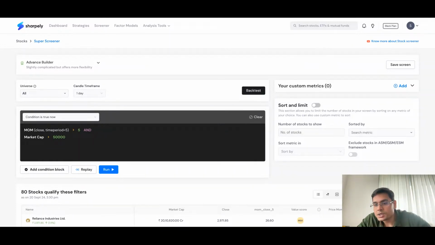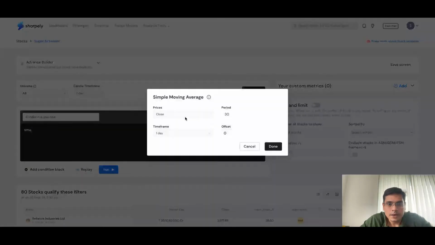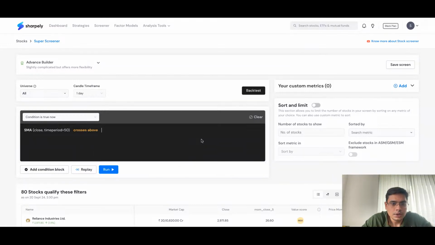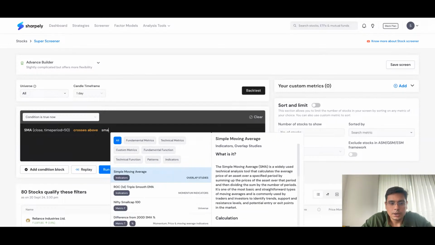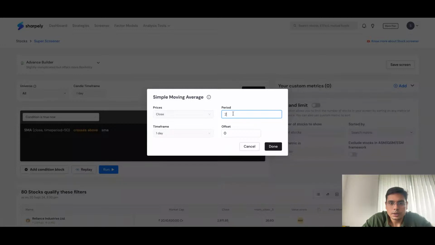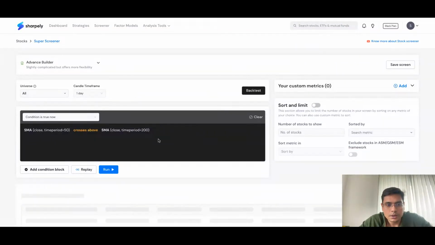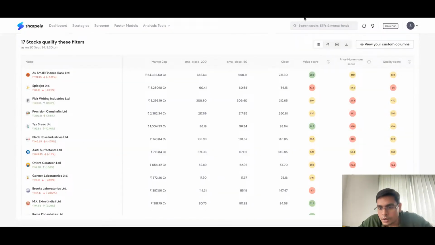Okay, we have more questions as well. In the momentum indicator, don't have a crossover function. We have a crossover. I don't know if this is what you're asking, but say I want to do a SMA 50 crossover. We can use crosses above SMA 200. So there is a crosses above and crosses below comparator per se.